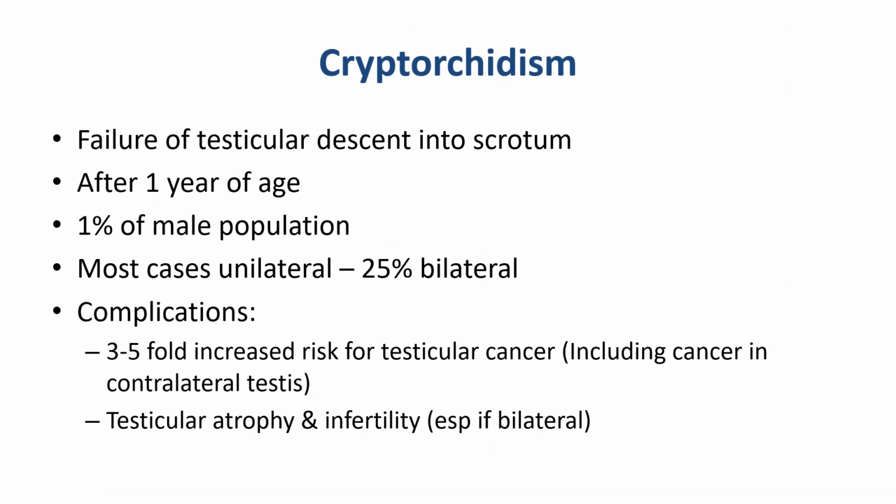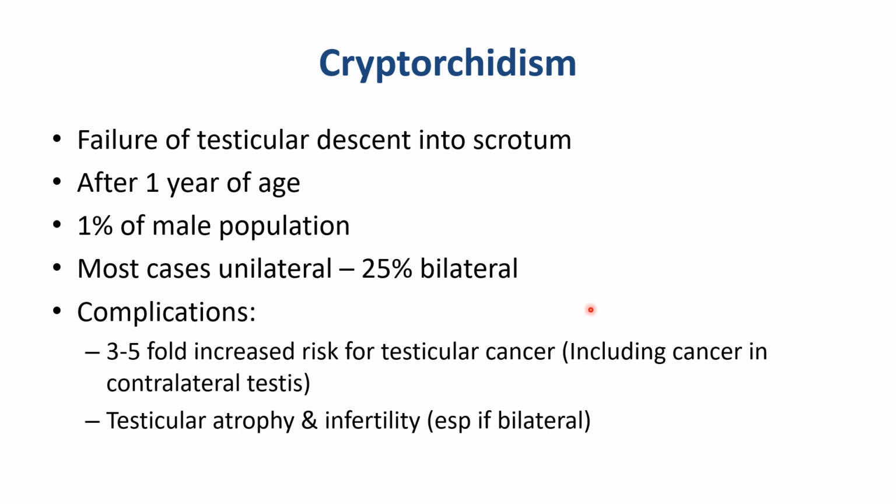So we will start with discussing testicular neoplasms. However, the discussion won't be complete without explaining a little bit on cryptorchidism. Okay, so what is cryptorchidism? Cryptorchidism, or undescended testis, basically refers to failure of testicular descent into the scrotum, and it is detected after 1 year of age, affecting roughly about 1% of the male population. Most cases are unilateral, however about 25% of cases can be bilateral, affecting both the left and the right testes.